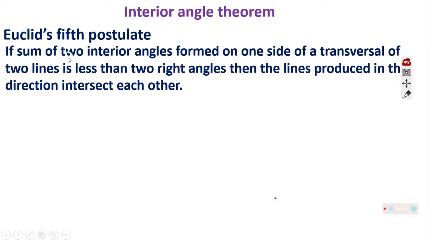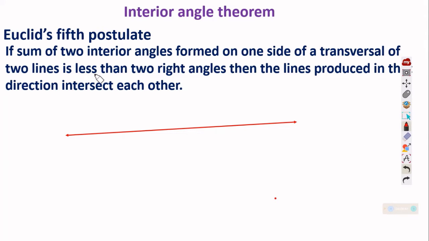If sum of two interior angles formed on one side of a transversal of two lines is less than the two right angles, then the line produced in the direction intersect each other. I repeat, if sum of two interior angles formed on one side of a transversal of two lines, there is no mentioning of parallel. If there are two lines, I'll show you.